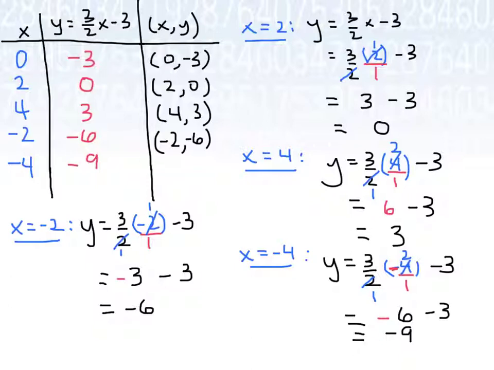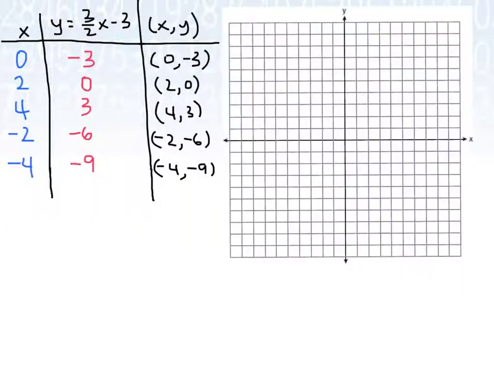So the last thing we're going to do is rewrite that ordered pair, negative 4, negative 9. And we're now ready to plot these ordered pairs on a set of axes. So now we refer back to our table and look at the ordered pairs that we have created. And we're going to plot each ordered pair on the axes over here.